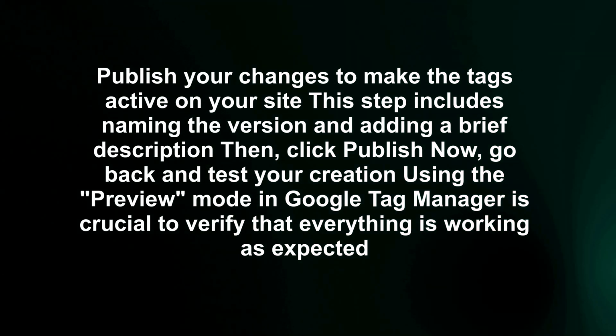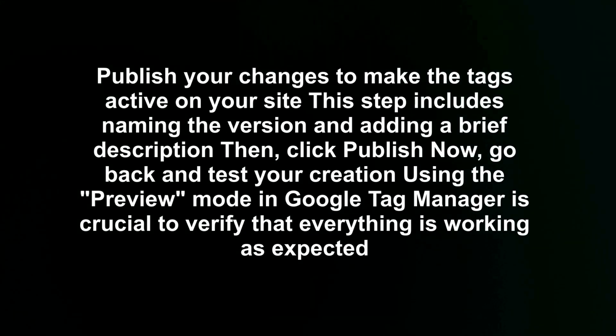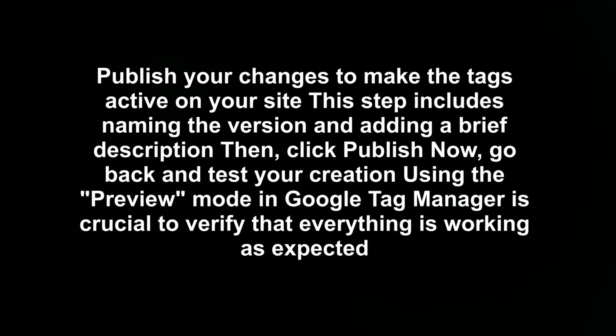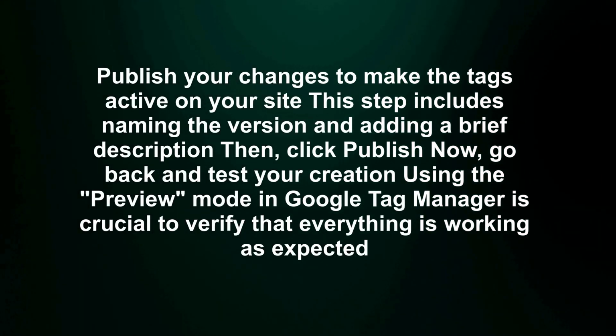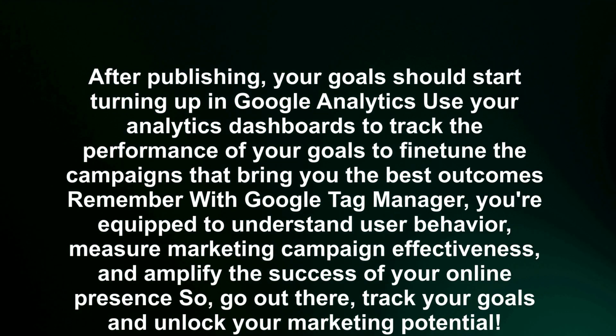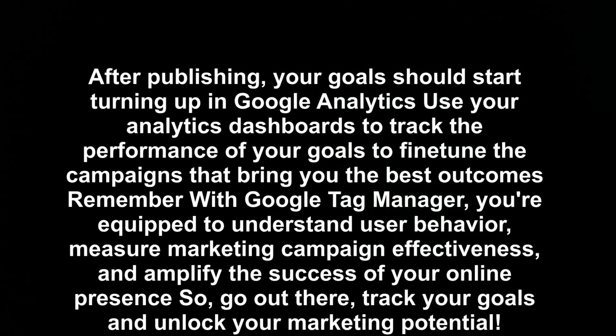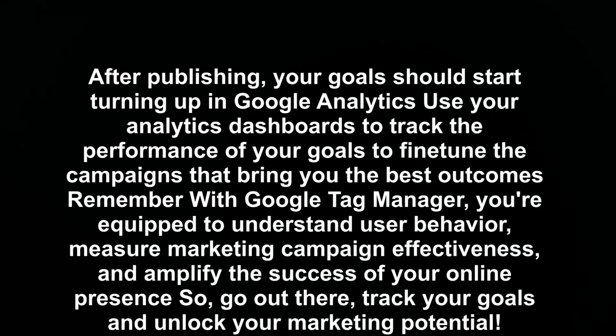This step includes naming the version and adding a brief description. Then, click Publish. Now, go back and test your creation using the preview mode in Google Tag Manager. It is crucial to verify that everything is working as expected. After publishing, your goals should start turning up in Google Analytics. Use your analytics dashboards to track the performance of your goals to fine-tune the campaigns that bring you the best outcomes.